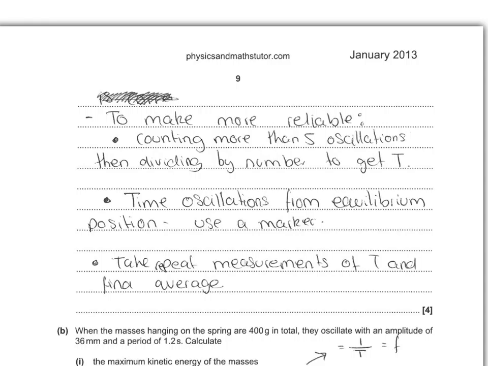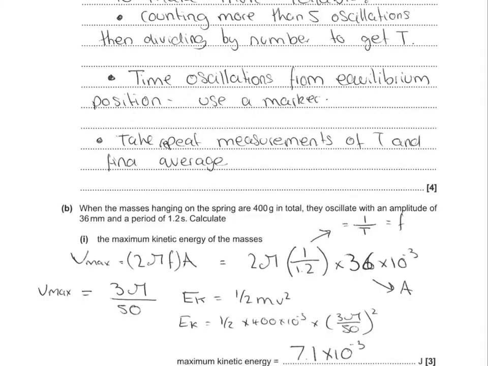To make this more reliable, you could count more than five oscillations, maybe 10 or 50, and then divide by that same number. Timing oscillations from the equilibrium position, you could use a marker to have a much more precise point of where the end of the oscillation is, and take repeat measurements of t and find an average overall.